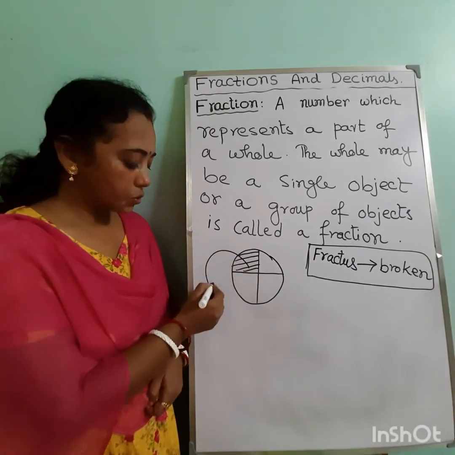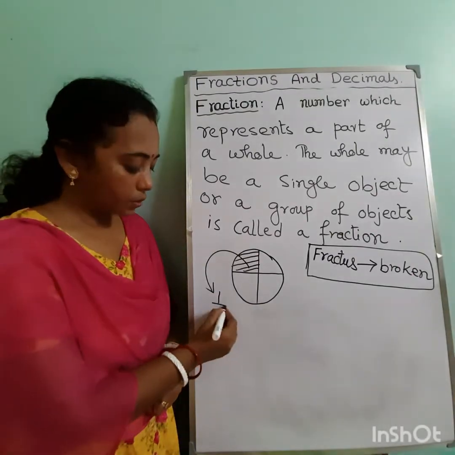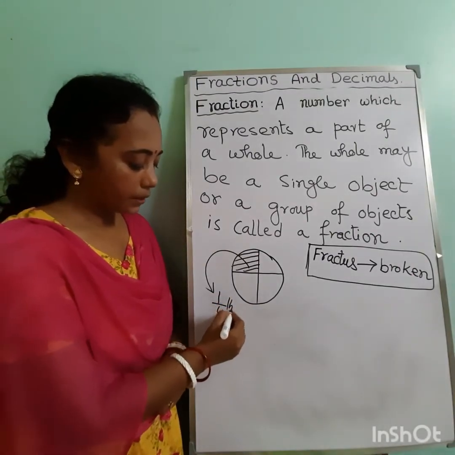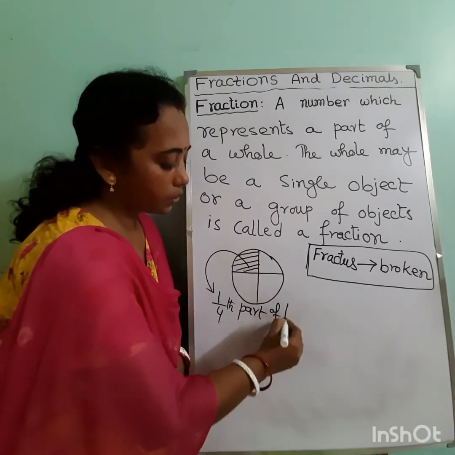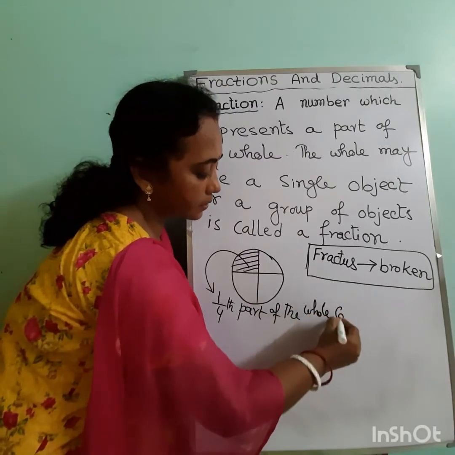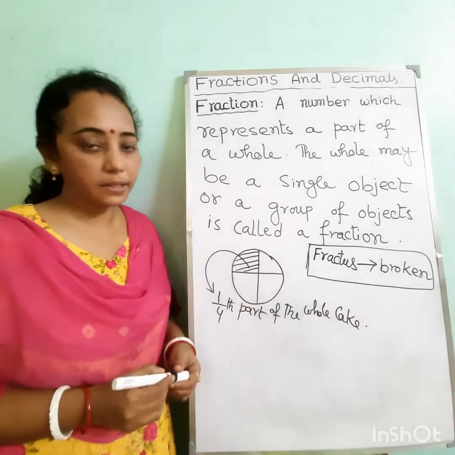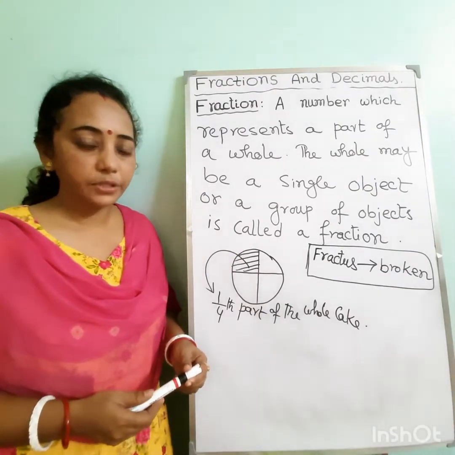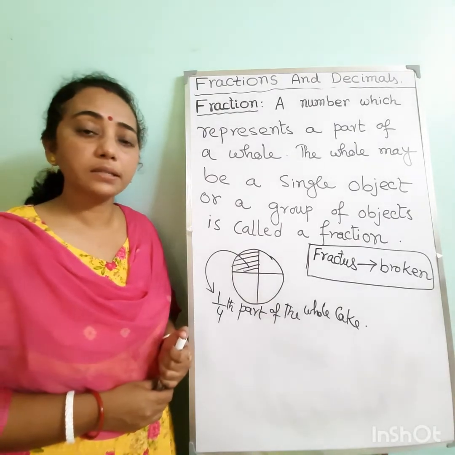So in other words I can say that I have taken one fourth part of the whole cake. That means how much portion of the cake is left? 3 pieces are left. So we can also say that 3/4 part of the whole cake is left.